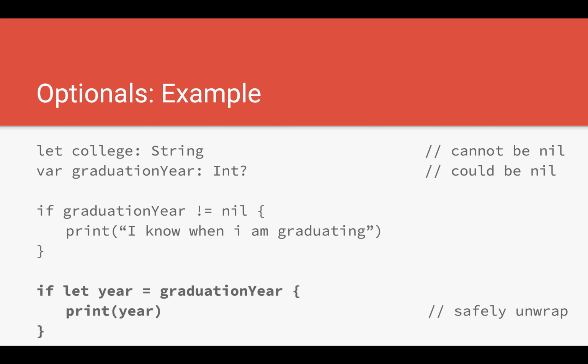The point is you are simultaneously unwrapping the value from the graduation year optional if it exists and assigning it to the variable year. And if graduation year is nil, then the if is just going to execute to false and resume execution afterwards. This is what we call a safe unwrap. You are not doing some kind of ugly if not nil check and then force unwrapping it later or doing something weird. You are checking to see if there's a value, and if there is, assigning it to a variable that you can now use immediately.